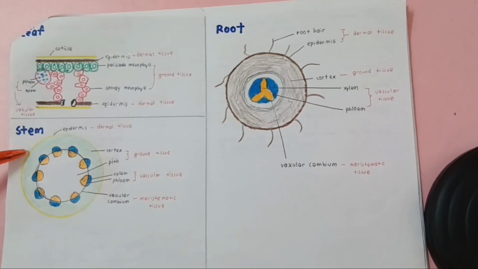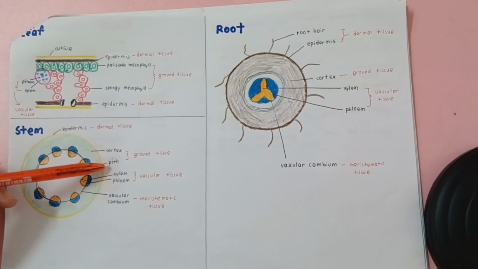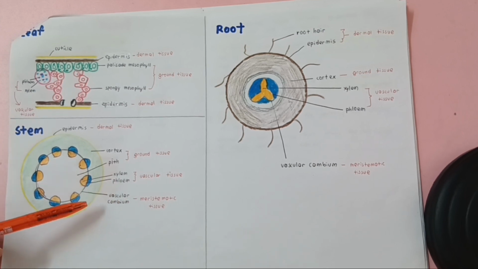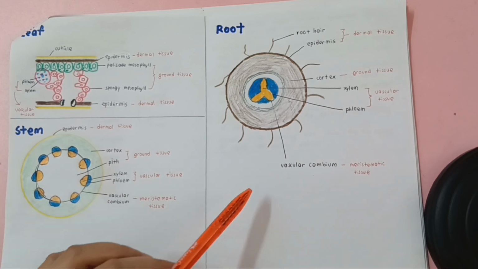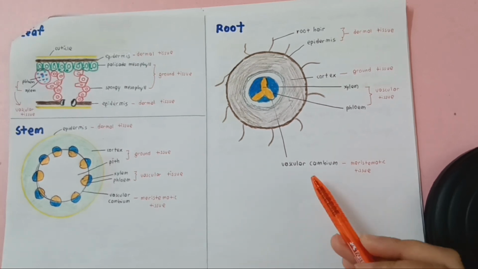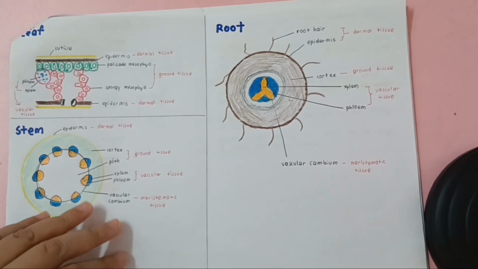Next, the stem. Also, the epidermis is the dermal tissue, whereas the cortex and the pith are ground tissue. Also the same, xylem and phloem are vascular tissue, and then the cambium is actually meristematic tissue. Next, the root hair and epidermis are dermal tissue, and then the cortex is ground tissue, whereas the xylem and phloem are vascular tissue, and then the cambium is a meristematic tissue.